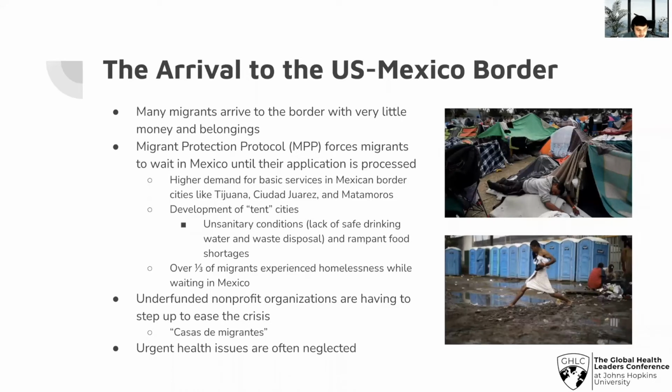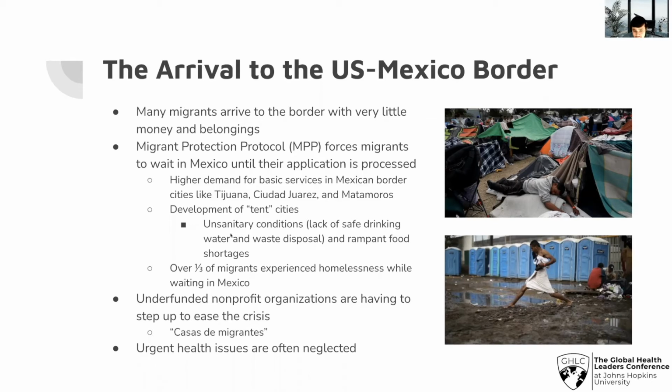So the arrival to the United States. Many migrants who arrive at the border come with very little belongings and money, and this has led to many neglected health outcomes. The Migrant Protection Protocol that we mentioned earlier forces migrants to wait in Mexico. This is creating a higher demand for basic services in Mexican border towns like Tijuana, Ciudad Juarez, and Matamoros. And it's also led to the development of many tent cities. And these create unsanitary conditions, lack of safe drinking water and waste disposal, and a lot of food insecurity.